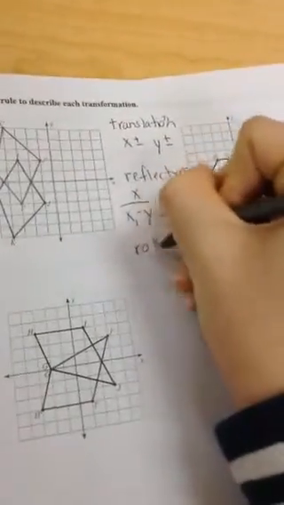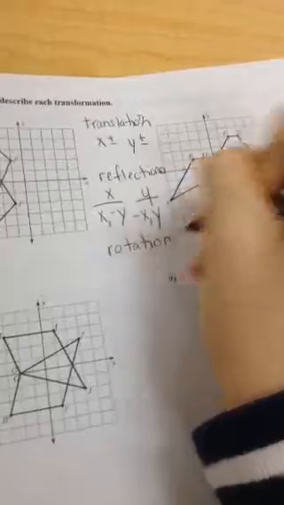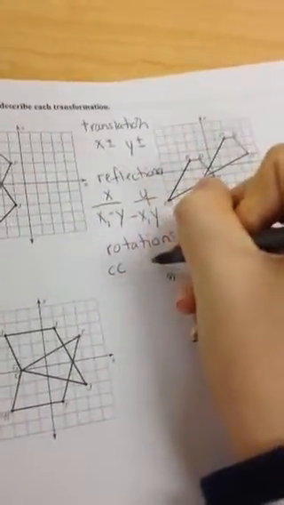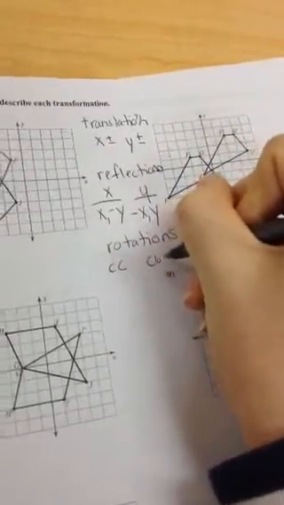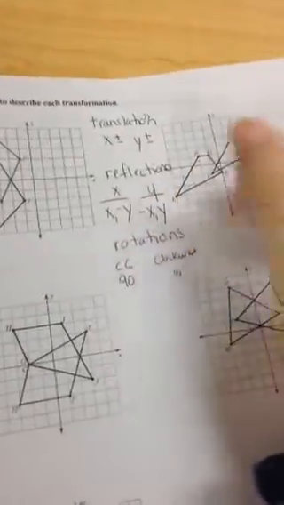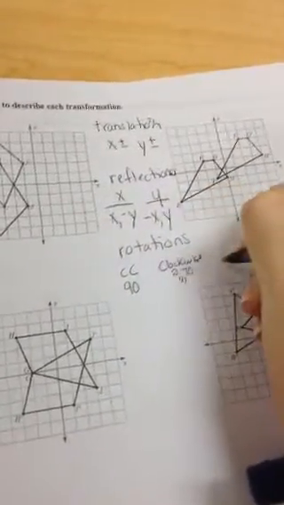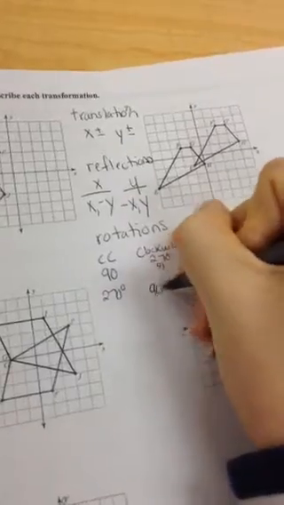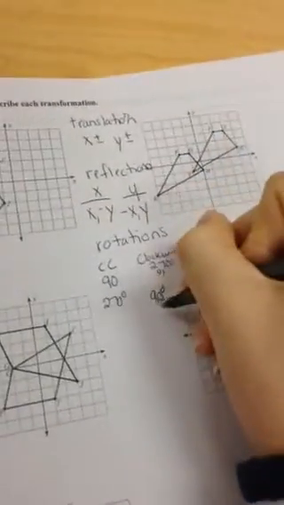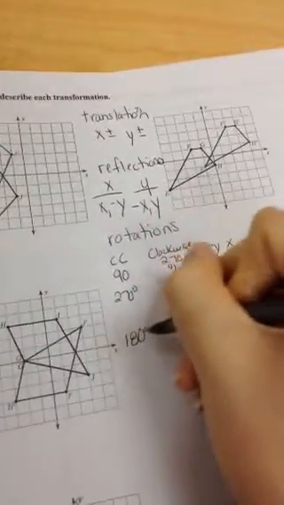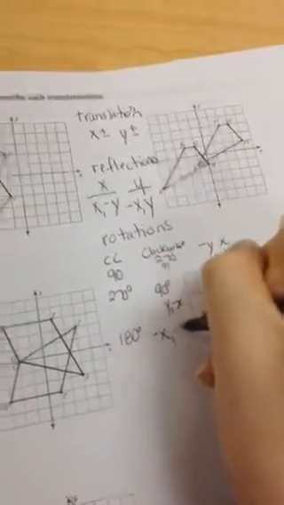And then you have some rotations, counterclockwise and clockwise. So for 90 degrees counterclockwise, 270 degrees clockwise, the rule is negative y, x. For 270 degrees counterclockwise or 90 degrees clockwise, the rule would be y, negative x. And then 180 degrees rotation would be negative x comma negative y.